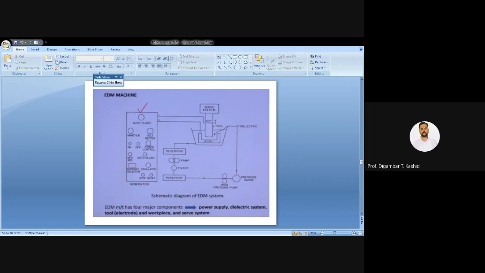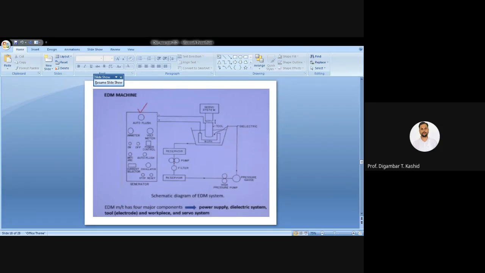Now I will discuss the dielectric system first. In the dielectric system, it consists of the dielectric fluid, then reservoir, filter, pump, and delivery devices. Actually, this dielectric system consists of all these sub-components. A good dielectric fluid has the following properties, and I have mentioned some of them.